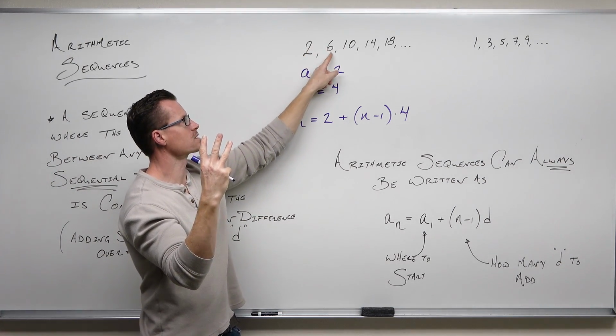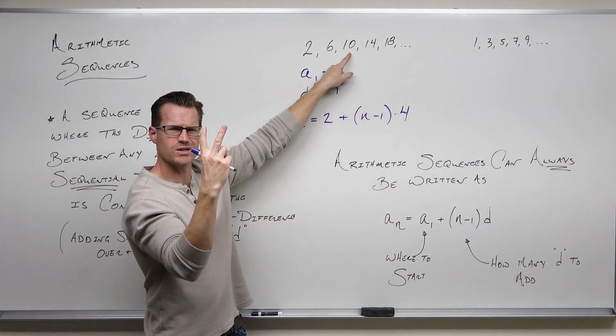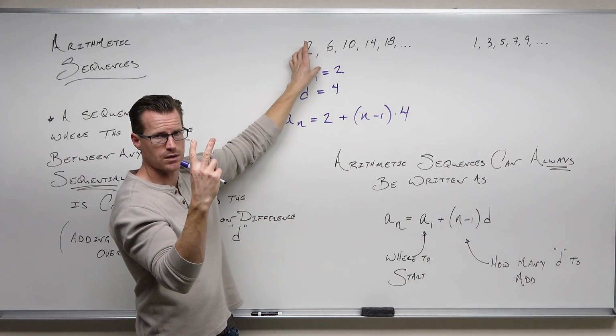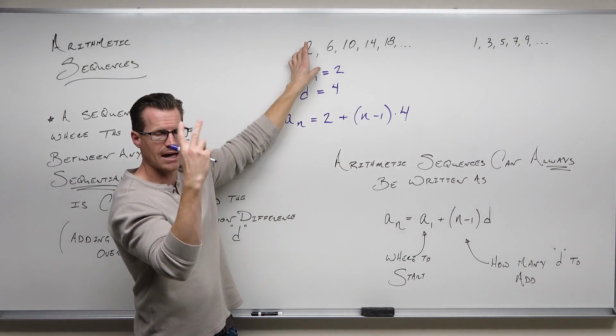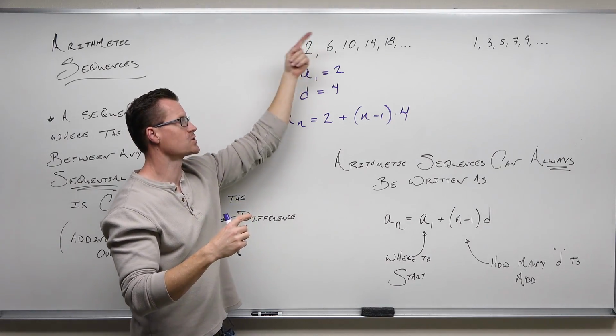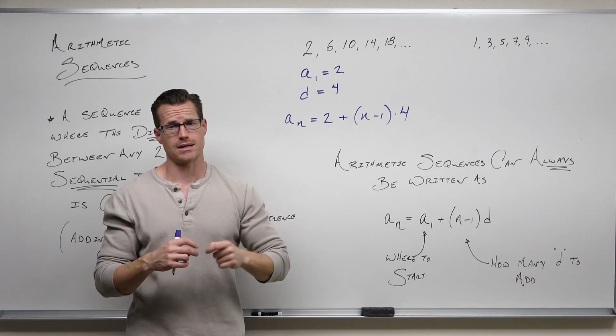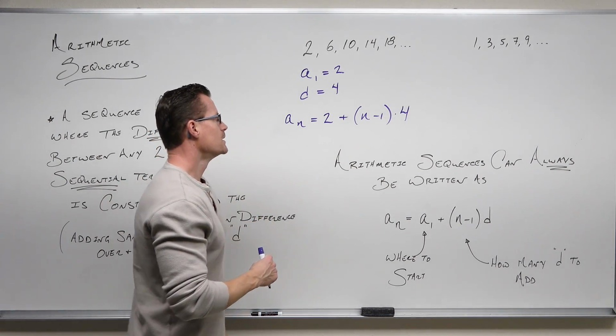Well, I'd add it once, then twice. That's 1 less. Why is it 1 less? Because this counted as one of your terms. You didn't add 4 to get here. You started at 2. That counts as one of your terms. Therefore, it takes 1 away from whatever index you want to end at. That's what happens.